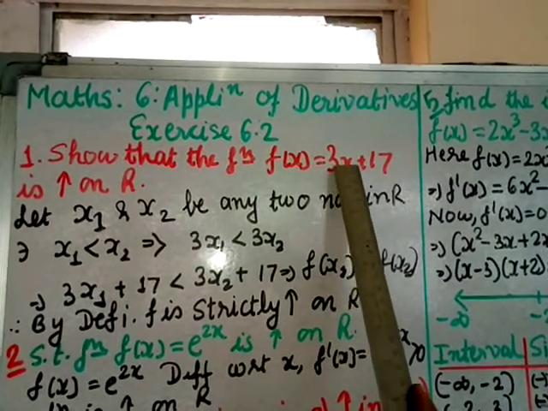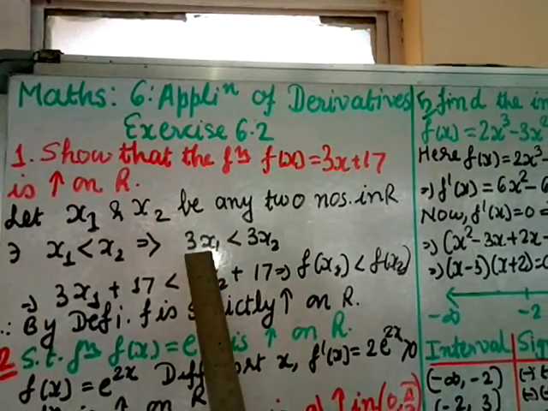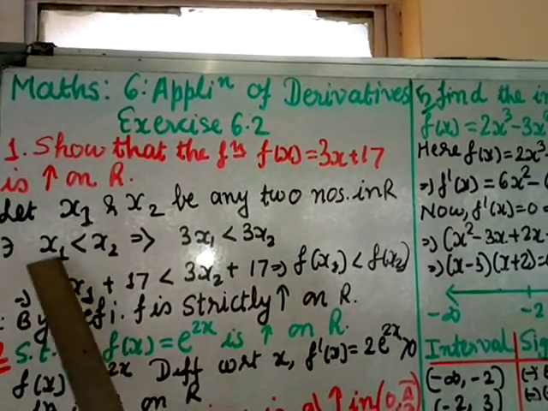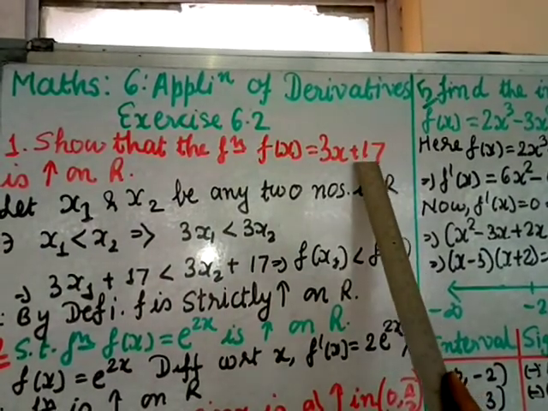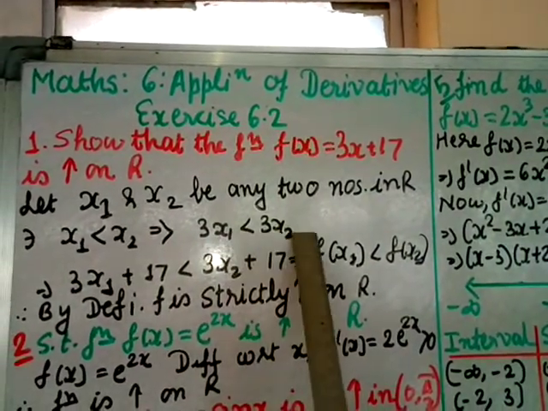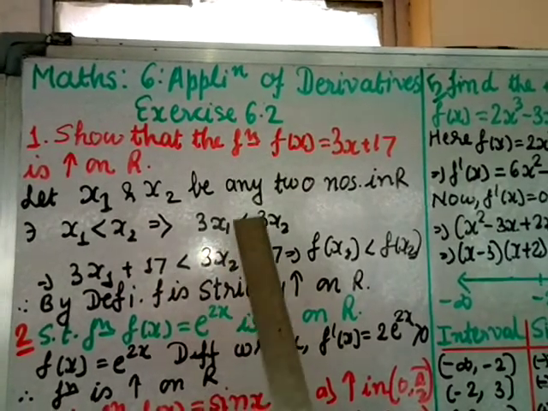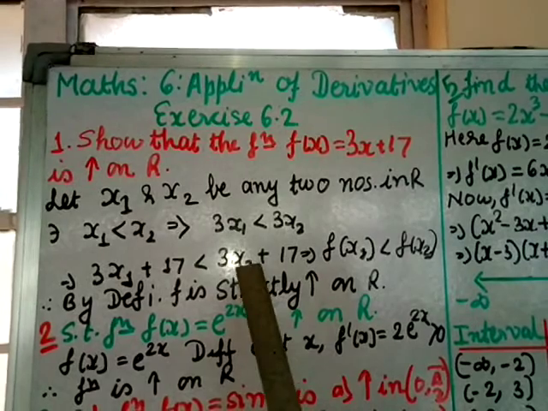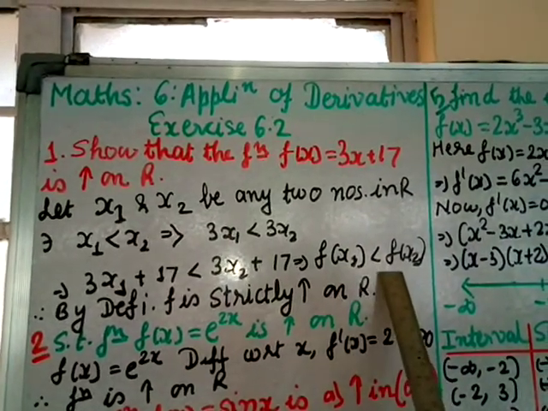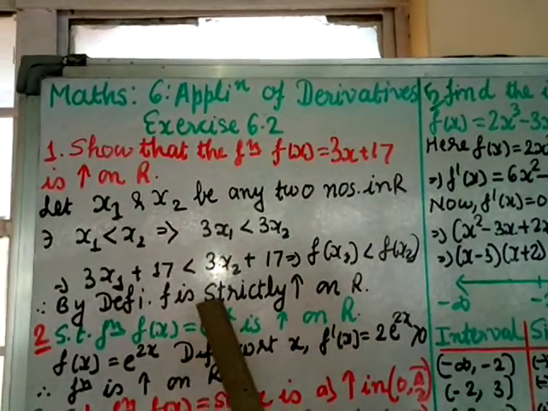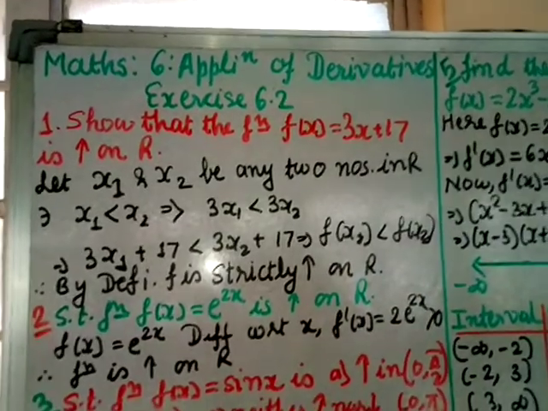So first I will multiply by 3. Multiply by 3 at both places, 3x1 less than 3x2, the inequality will not change. Then plus 17, so add 17 on both sides. Plus 17, plus 17, still the inequality will remain the same. So what we have proved, this is f of x1 and this is f of x2. So f of x1 less than f of x2. That means by definition f is strictly increasing on R.